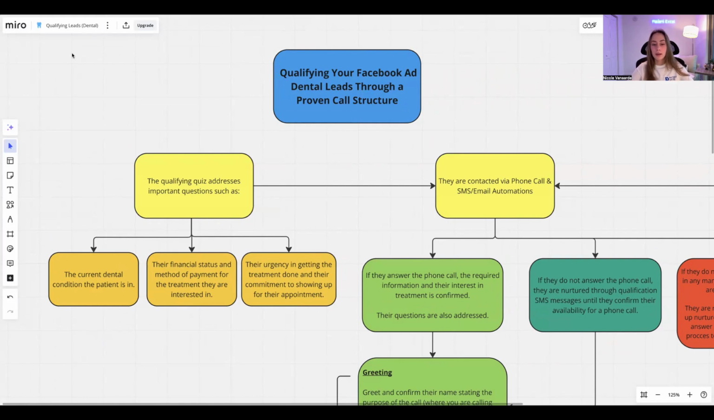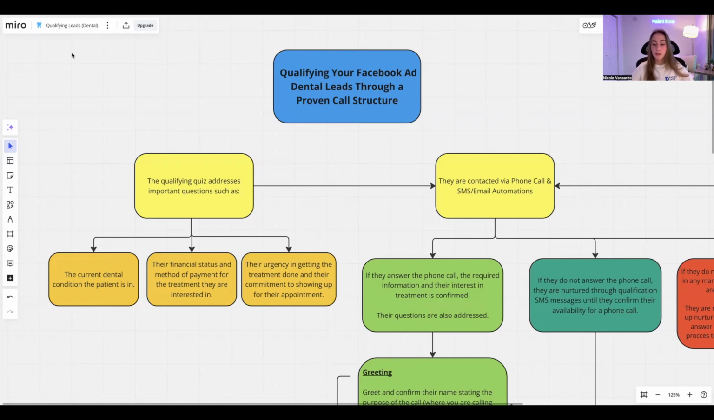Whether you're running a lead generation campaign for your practice or managing ads as a practice owner, these principles are extremely crucial to apply when calling your leads and transitioning them from leads to booked appointments, as well as ensuring that these leads show up to their appointment and convert into a paying patient for treatment.